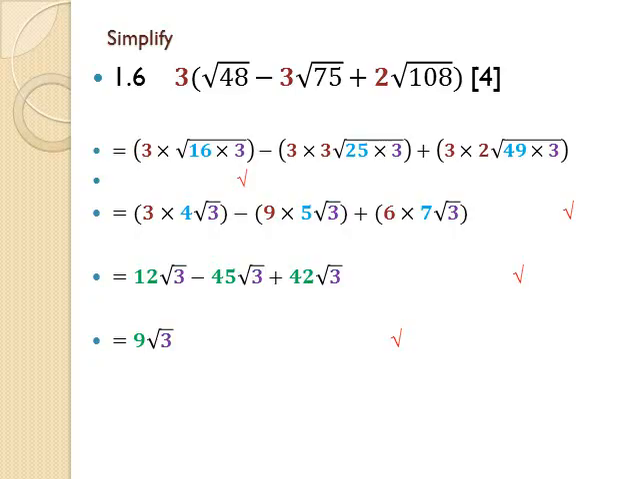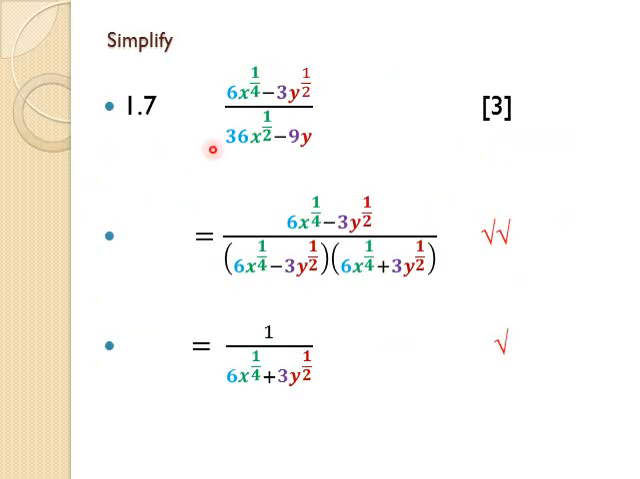Let's look at the last problem. In 1.4 they've given me 6x to the power a quarter minus 3y to the power half, over 36x to the power half minus 9y. Generally when you see exponents given in this format as fractions, I assume you can see what I'm saying. What's 6 times 6? 36, right? 3 times 3, 9. A quarter plus a quarter gives me half, and a half plus a half gives me 1. So therefore the top line would stay the same, and I have to factorize the bottom line.